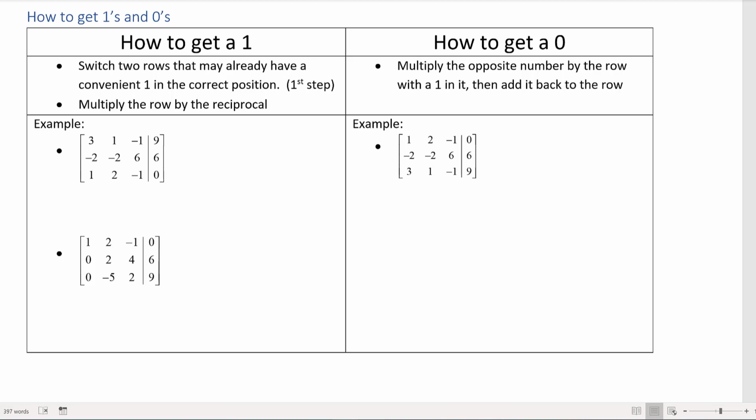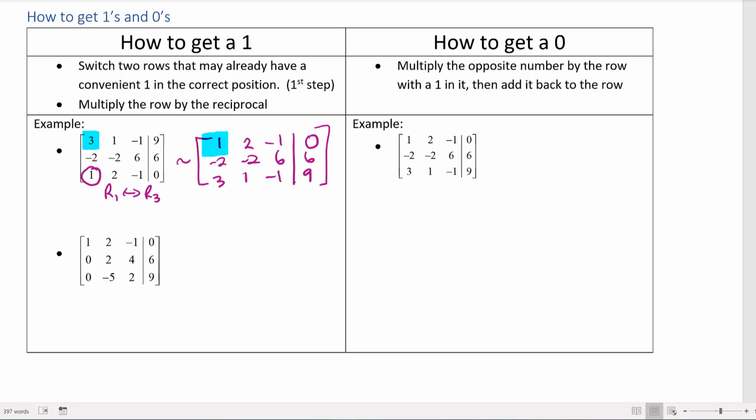So notice that we're trying to get a 1 right here in the upper left-hand corner, and I already happen to have a 1 in the third row. So if I just take row 1 and interchange it with row 3, I can conveniently get a 1 exactly where I want it by just switching the two rows. It didn't take a lot of effort, and then move row 2 over here. And now I have the 1 exactly where I want it. So that's one method. Usually only works in the first step.